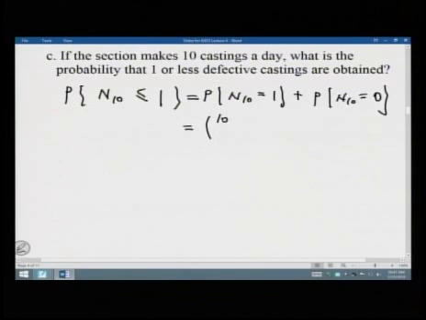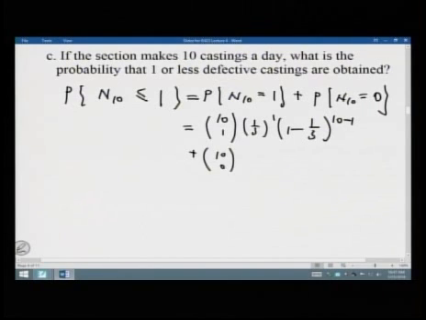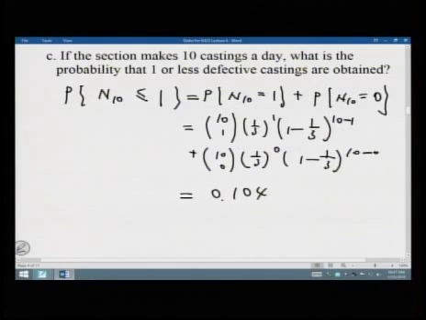So 10 combination 1, 1/3, 1 minus 1/3 to the 10 minus 1, plus 10 combination 0, 1/3 to the 0, 1 minus 1/3 to the 10 minus 0, right? So that's going to be 0.104, my previous computation. So that is the same as 10.4%. Okay?